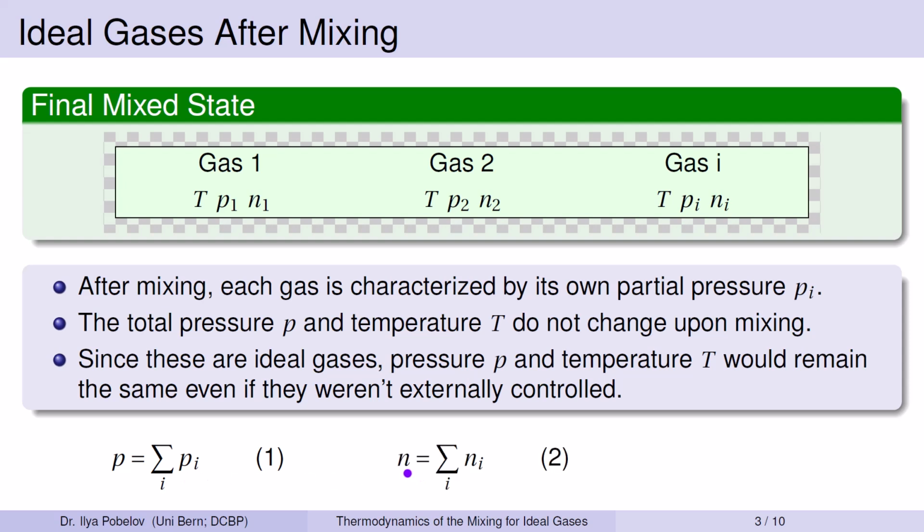The total amount of substance of gas in the chamber N is the sum of the amount of substance of each gas Ni. The mole fraction of each gas Xi is the ratio of its partial pressure Pi to the total pressure P, or the ratio of its amount of substance Ni to the total amount of substance N. This is our final mixed state.